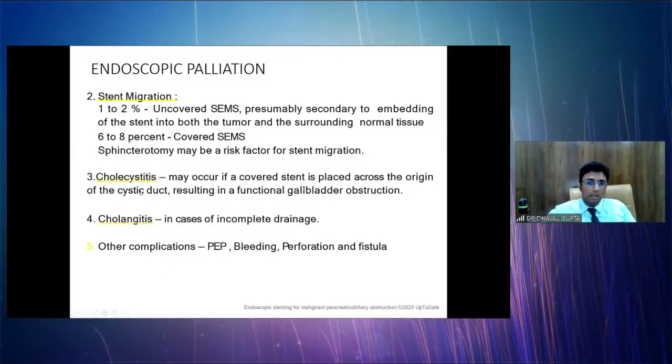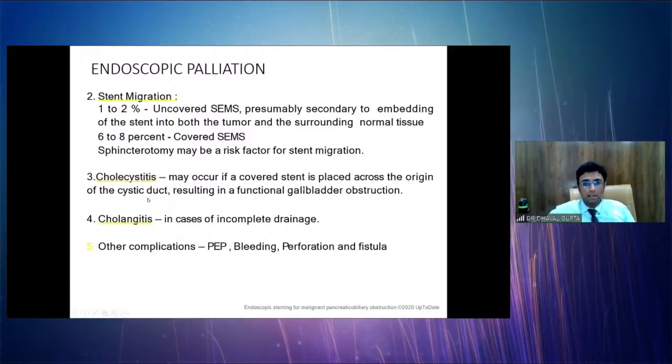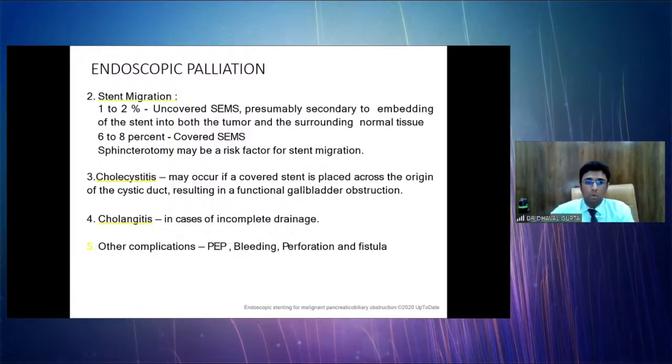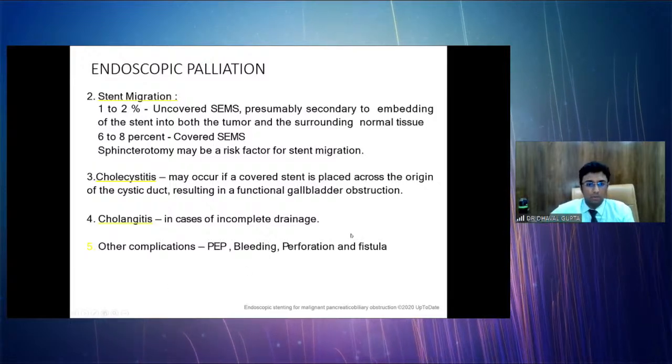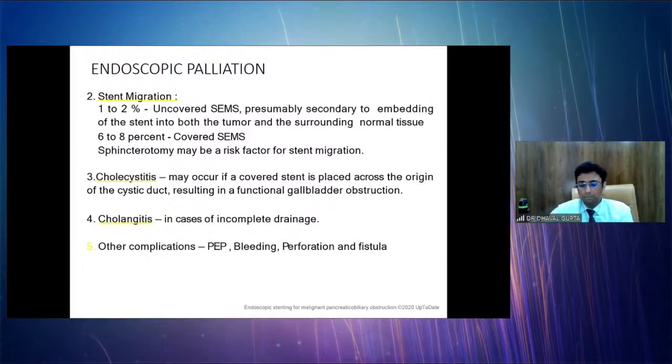Sphincterotomy may also be a risk factor for this stent migration. As I already told, cholecystitis may occur if the covered stent is placed across the origin of the cystic duct, resulting in functional gallbladder obstruction. Cholangitis can occur in case of incomplete drainage. Other complications can be perforation, bleeding, fistula, and pancreatitis.